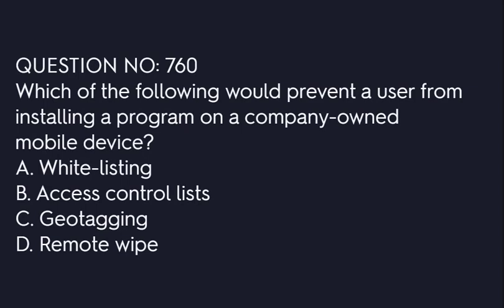Question number 760. Which of the following would prevent a user from installing a program on a company-owned mobile device? A. Whitelisting. B. Access control list. C. Geotagging. D. Remote wipe. The answer is A.